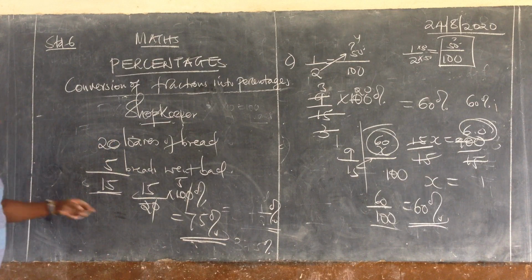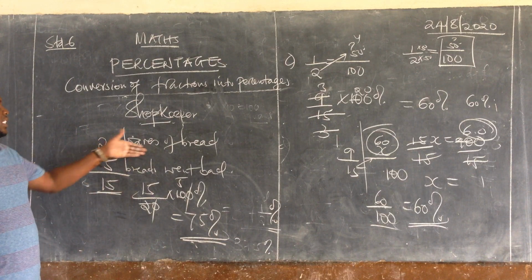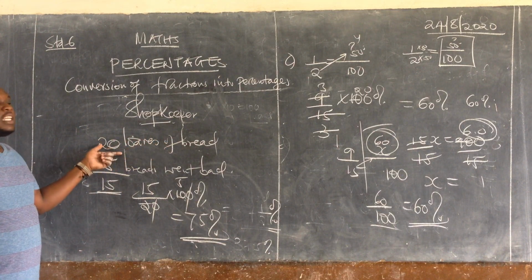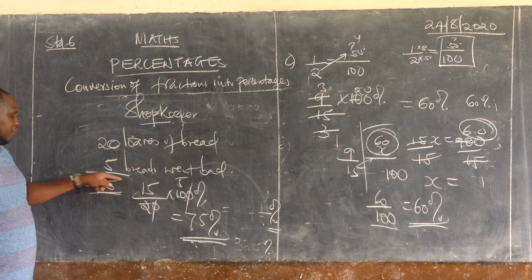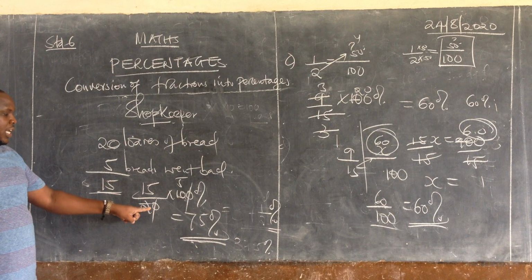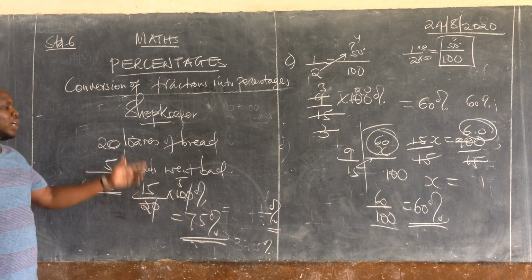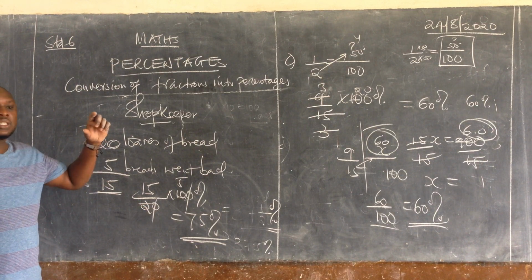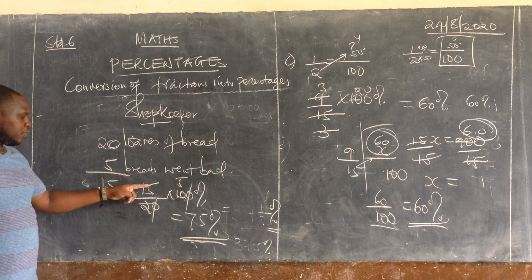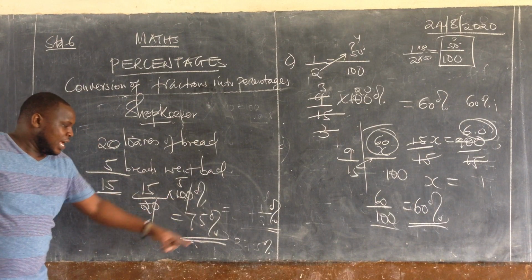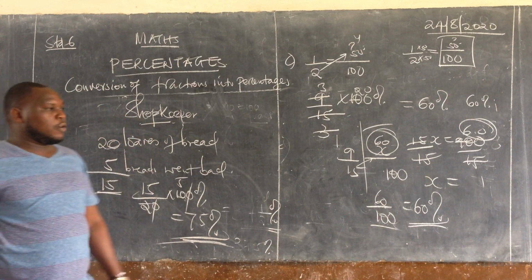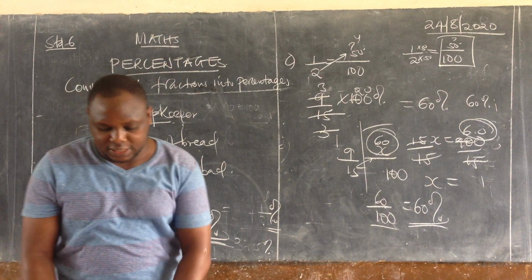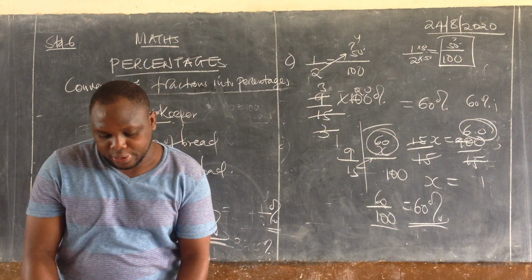So this person sold 75% of the total breads that he or she had. He had 20 loaves of bread, 5 went bad, so he sold 15. So 15 out of 20, if you want to convert that into a percentage, because you want to know the percentage of the breads that he or she sold, 15 out of 20 times 100%, and you realize that he only sold 75% of the total breads that he or she had bought.